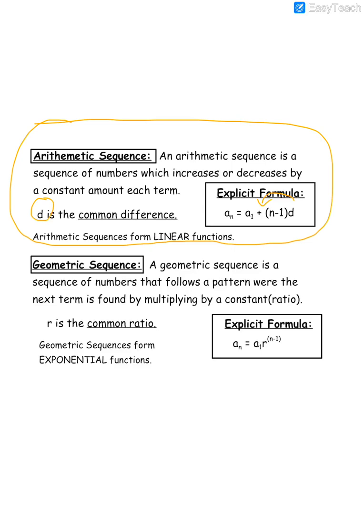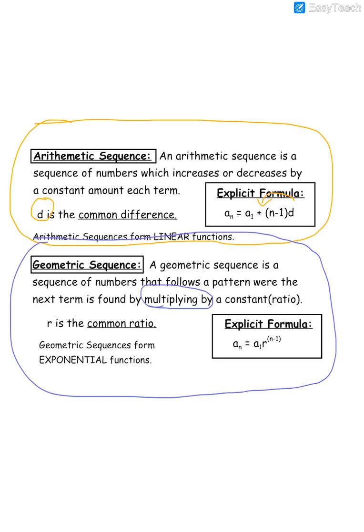So geometric sequence is the new one. That's the one we haven't done yet. That's this guy down here. And that's basically not if you're adding. A geometric sequence is a sequence of numbers that follows a pattern where the next term is found by multiplying by a constant ratio. So it's not called a difference anymore. It's called a ratio, and that's R. R is the common ratio. Geometric sequences form exponential functions, so they're going to look like either going like this or like that.